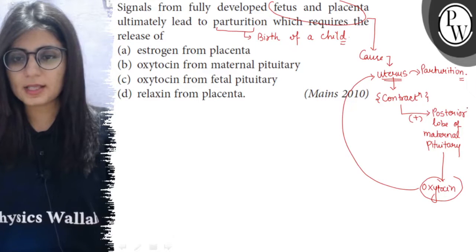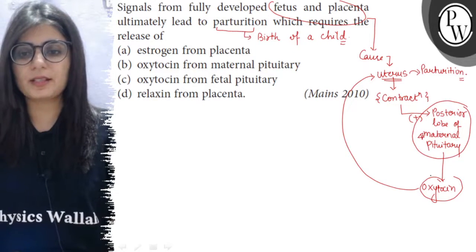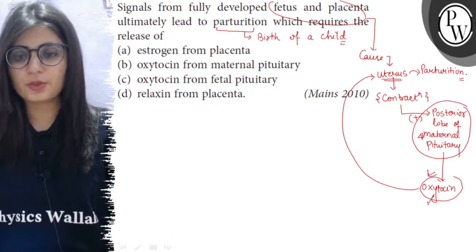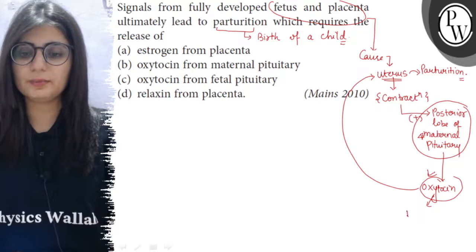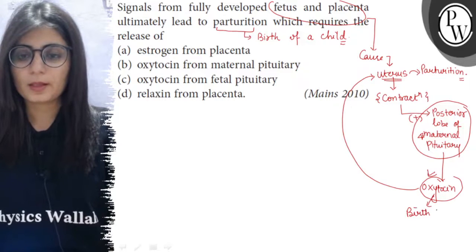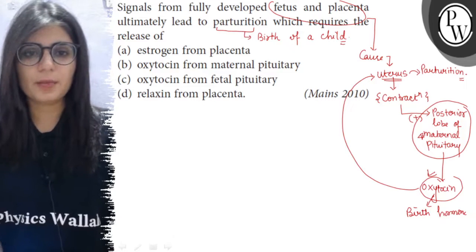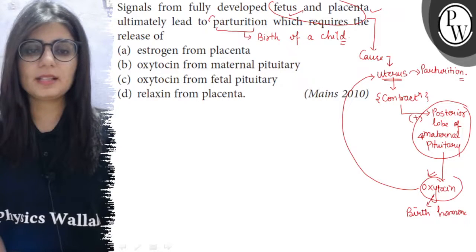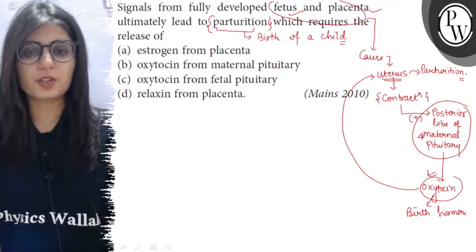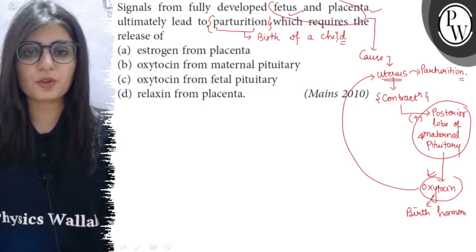So we can see that the maternal pituitary is releasing the hormone oxytocin. Due to its action in parturition, oxytocin is also known as the birth hormone. So in the question it is asked about the signals which arise from the fully developed fetus and placenta, and these signals ultimately lead to the birth of the child, and it requires the release of which hormone and what is the source of that hormone.